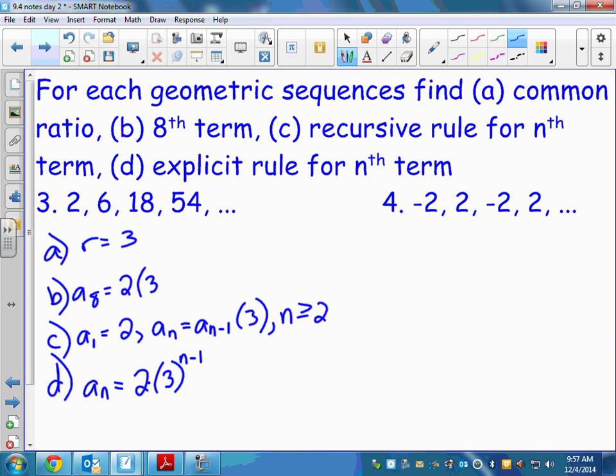I can now say that's just 2 times 3 to the 8 minus 1, which would be 3 to the 7th. I'll just let someone tell me that. Oh, I think I have it written down, maybe. 4,374.